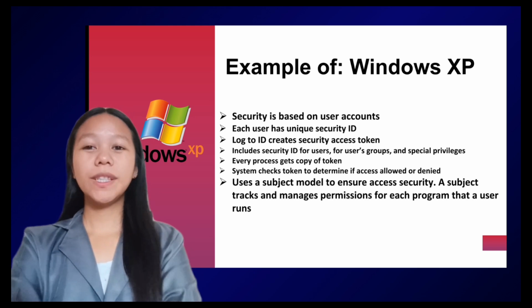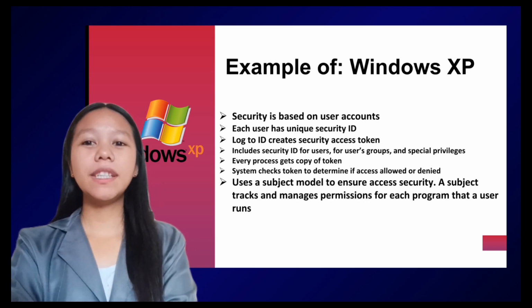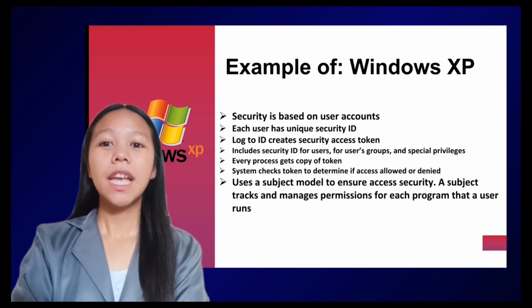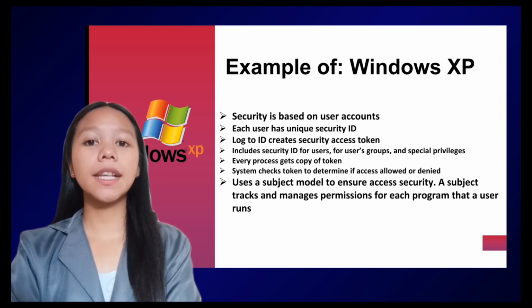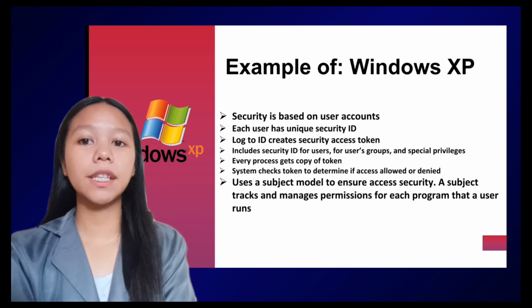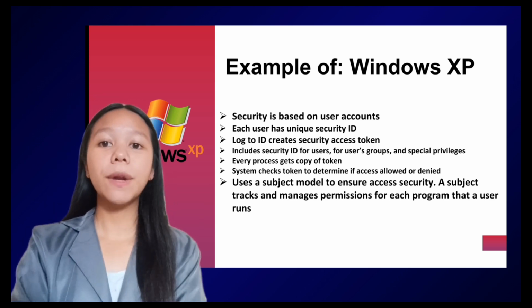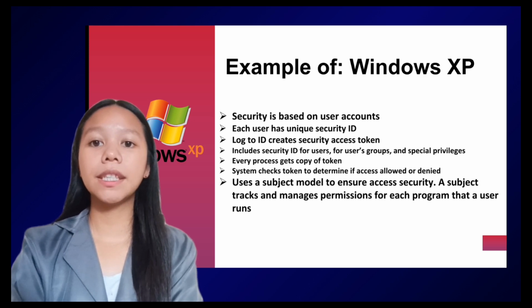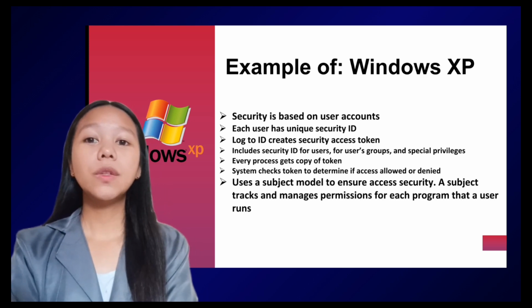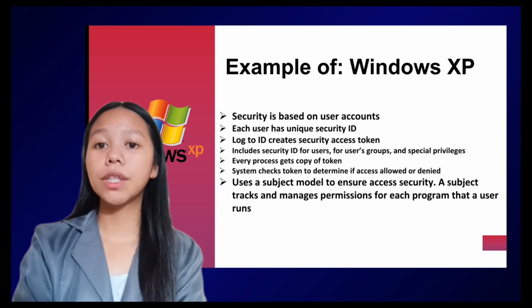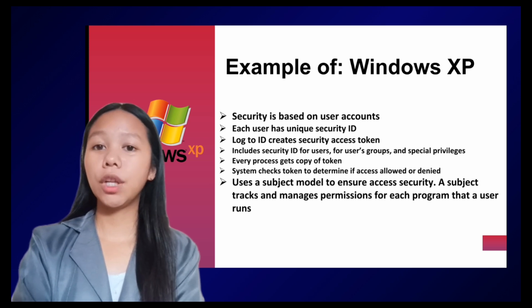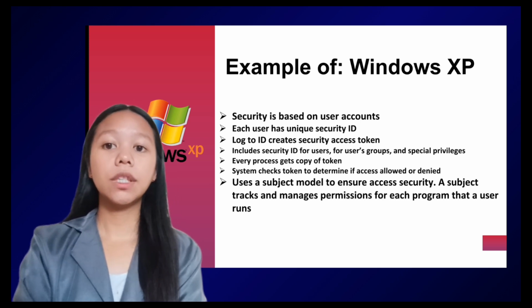Example of Windows XP. Security is based on user accounts. Each user has a unique security ID. Login creates a security access token, which includes the security ID for the user's groups and special privileges. Every process gets a copy of the token. The system checks the token to determine if access is allowed or denied. It uses a subject model to ensure access security. A subject tracks and manages permissions for each program that a user runs.